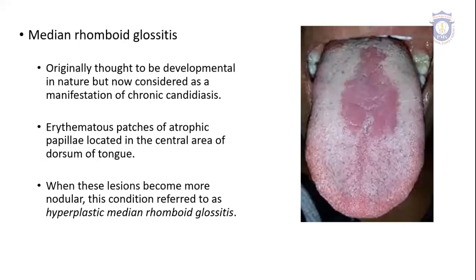Next is median rhomboid glossitis. As the name suggests, it is seen at the middle portion of the dorsum of tongue. So originally it was thought to be a developmental disorder of the tongue, but now it is considered as a manifestation of chronic candidiasis. So we can see erythematous patches of atrophic papillae located in the central area of the dorsum of tongue. When these lesions become more nodular, this condition is referred to as hyperplastic median rhomboid glossitis.